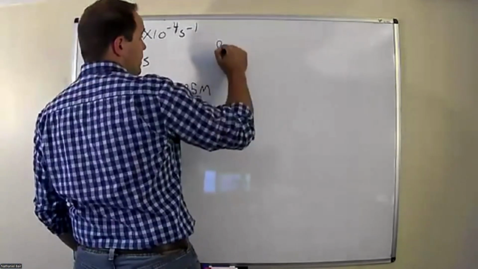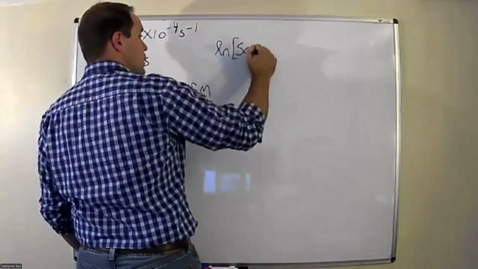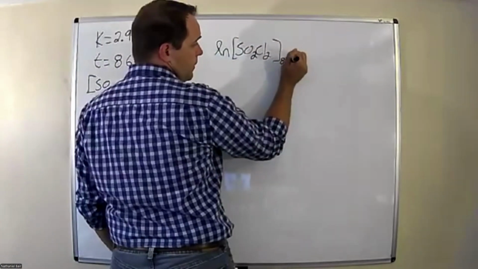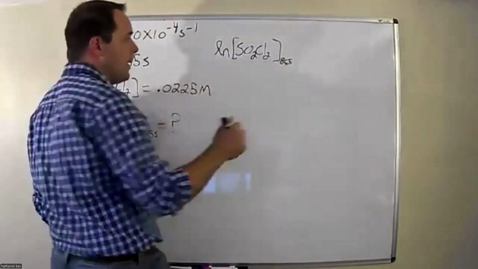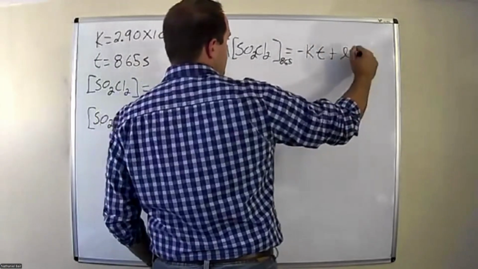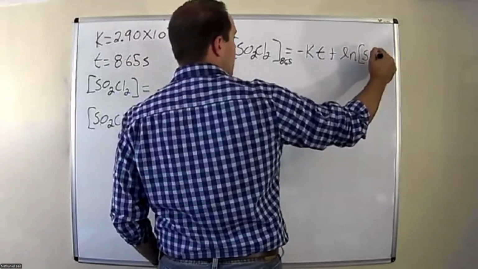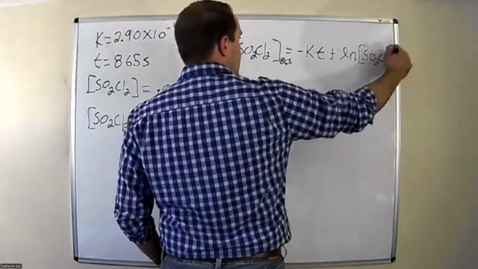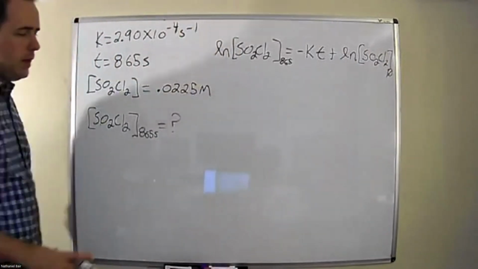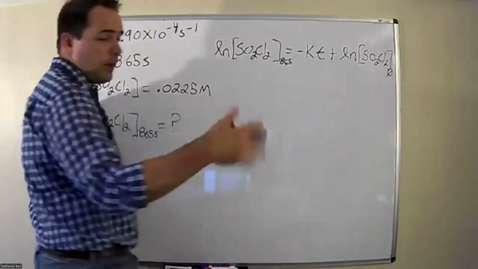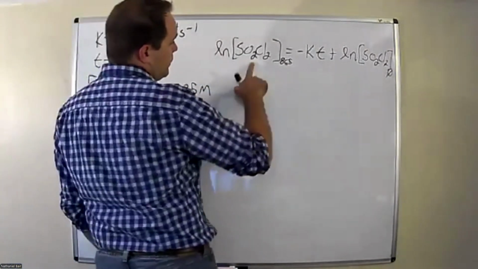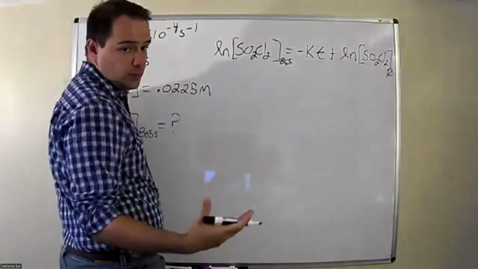So here we go. The natural log of the concentration of the reactant at time t, which is 865 seconds, is equal to negative k times t plus the natural log of the initial concentration of the reactant. So that's the equation. Now we're going to plug and chug, all right? So here we go. We're solving for this. If you want to call that x, you're welcome to.